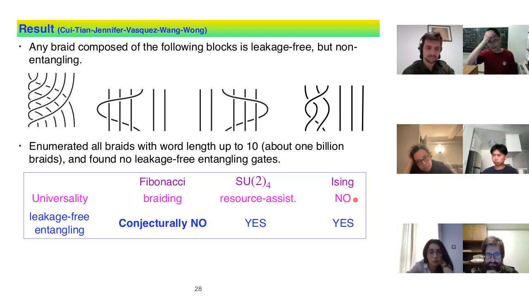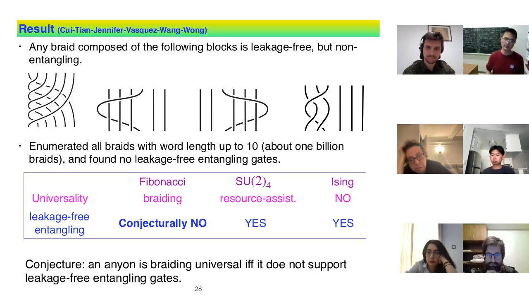In contrast, for the leakage-free entangling gates, and I didn't show the details, we know that in SU(2) level 4 such gates, such braidings, exist, as well as in the Ising model. They both exist, but in Fibonacci anyons this conjecturally does not exist. So there seems to be a tension between the two properties of anyons. So I'm just going to formulate this into a conjecture: an anyon is braiding universal if and only if it doesn't support leakage-free entangling gates.